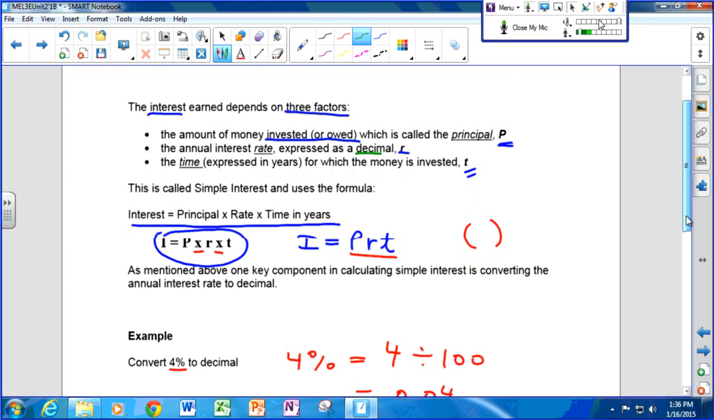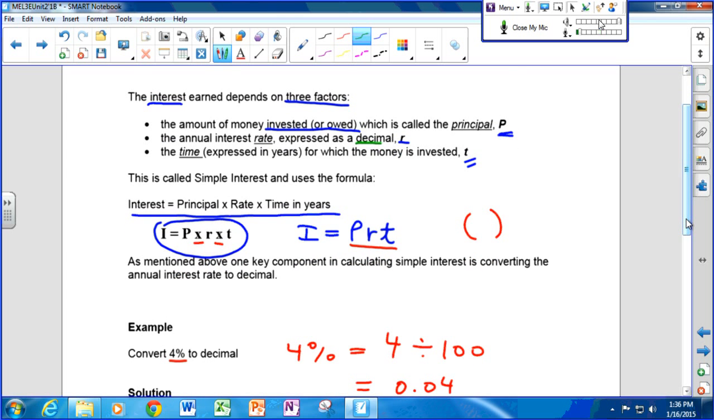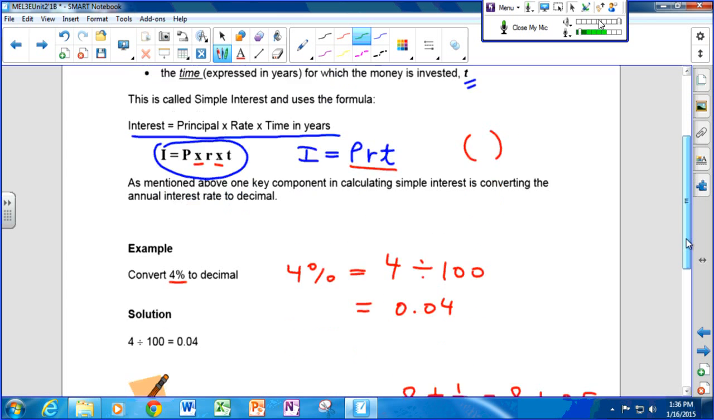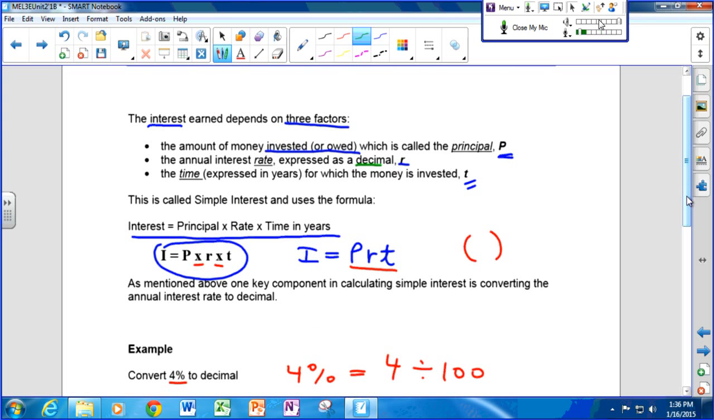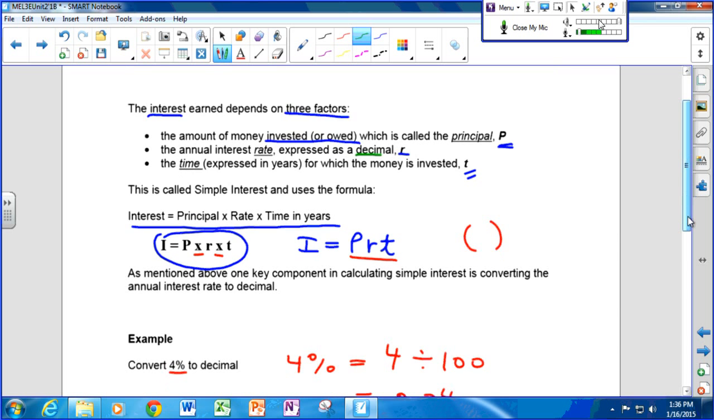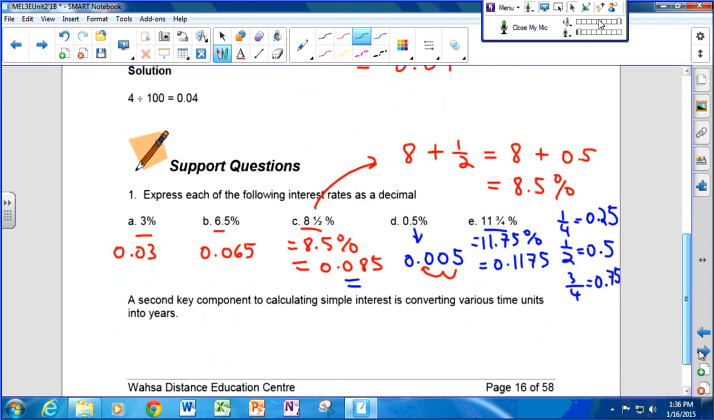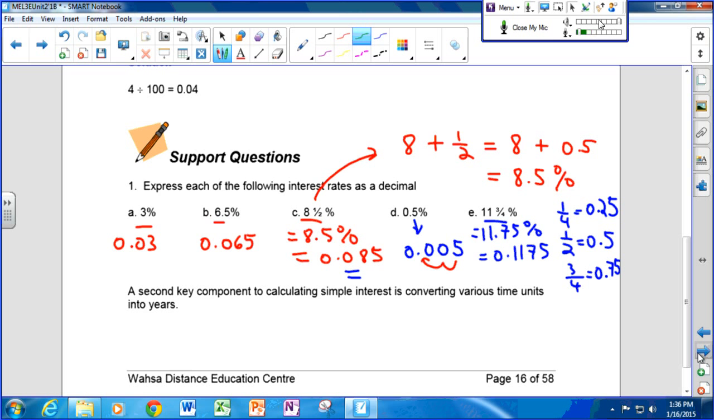You basically divide it by 100 to get the decimal. And if it has a fraction, you have to first convert the fraction into a decimal amount. So if it's 4 and a quarter percent, you take the quarter, which is 0.25, so then it's 4.25. Then you divide that by 100. Here is an example in the support questions, so if you're having some problems with that, you can try those.